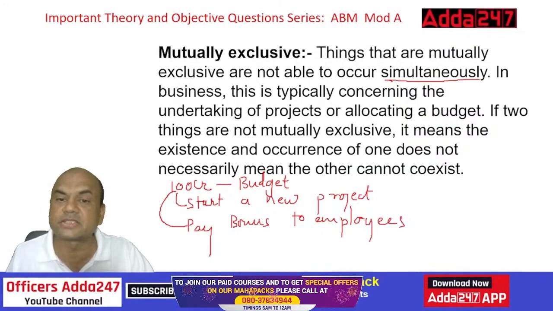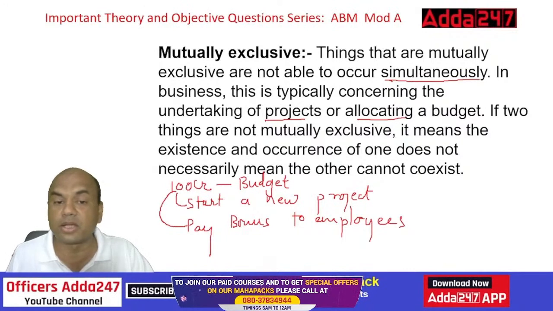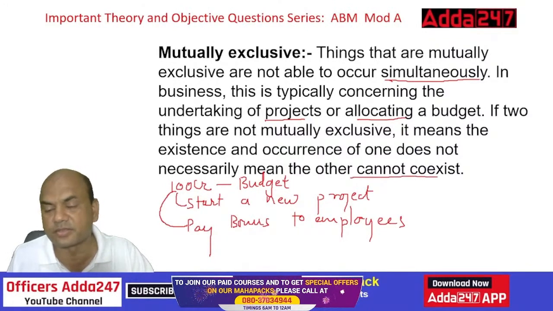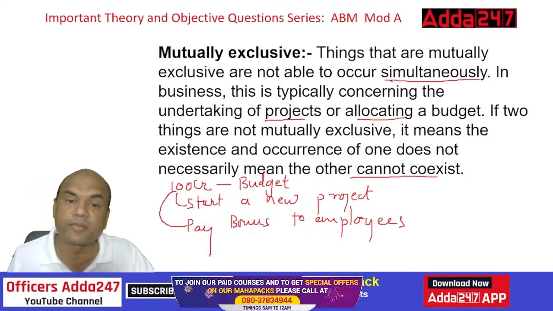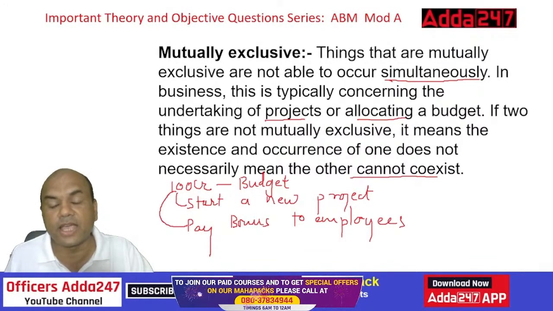In business, this is typically concerning the undertaking of projects or allocating our budget, right? If two things are mutually exclusive, it means the existence or occurrence of one does not necessarily mean that the other cannot coexist. It means both the things, starting a new project and paying bonus to the employees, can exist at the same time. But the point is over here, I don't have budget.